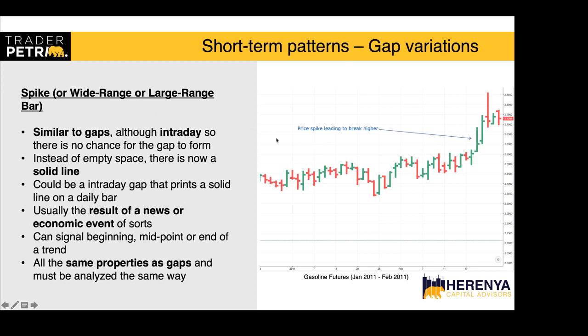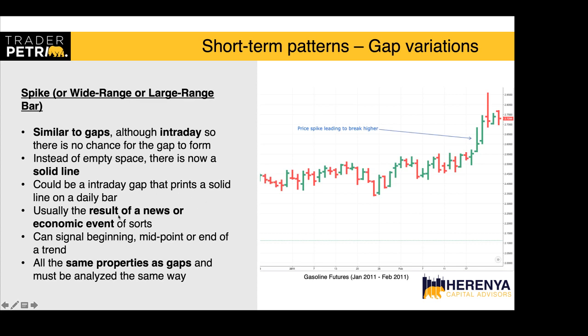So one of the variations that you get is a spike, also known as a wide range or large range bar. It's very similar to gaps, although these usually are essentially gaps that happen intraday. So there's no real chance for the gap to form when you're looking at a daily bar. Instead of an empty space, there's now a solid line where there would on a daily bar potentially be a gap. This could just be, as explained, that the gap took place intraday on maybe a 5-minute or a 1-minute interval, and then on a longer time frame that does not necessarily reflect as a gap.